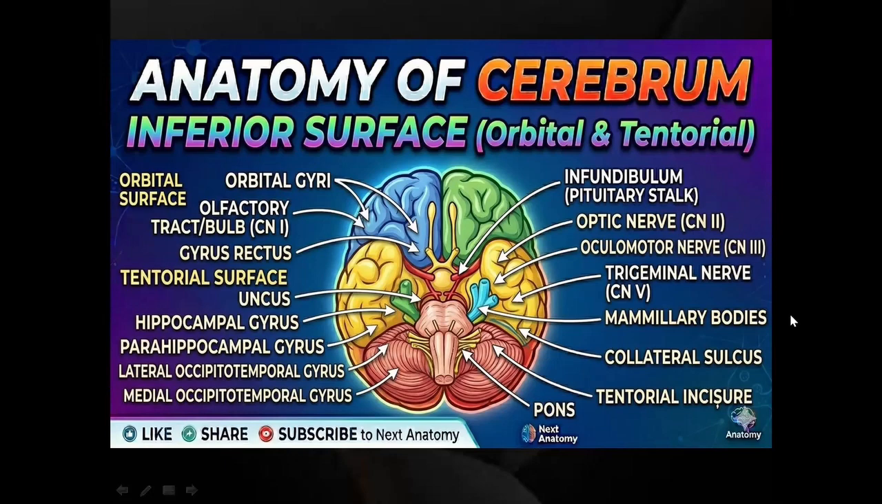Welcome to Next Anatomy. In this session, we'll be talking about the inferior surface, that's the base of the brain, their sulci and gyri.